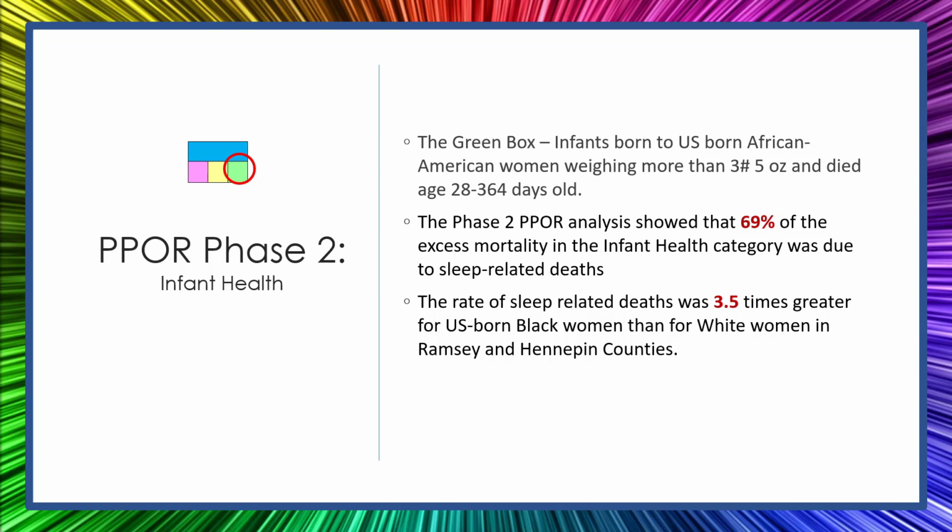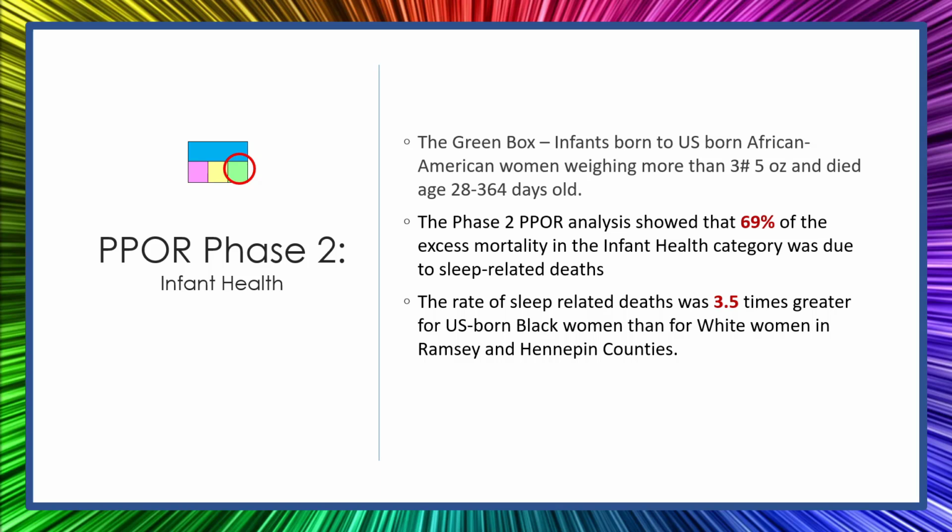So for Phase 2, CityMatch developed protocols for analyzing the data for each of the 4 periods. They provide a variety of recommendations and tools to help guide the analysis. So when we were using the 2011 to 2014 data, we decided to look at the green box, infants born to U.S.-born African-American women weighing more than 3 pounds 5 ounces, and they died between ages 28 and 365 days.